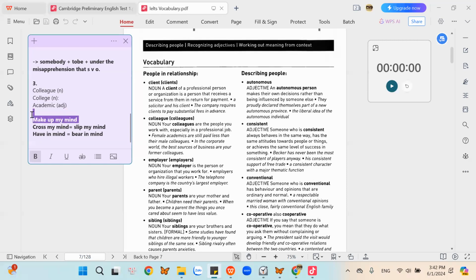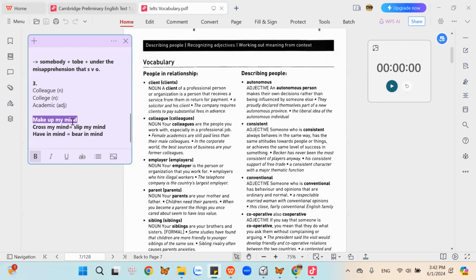So you have to make up your mind. You have to make a decision whether you will choose this school with the real title of university, or whether you should make up your mind on choosing the school with the title college. Make up somebody's mind means you make a decision. You have to make up your mind.